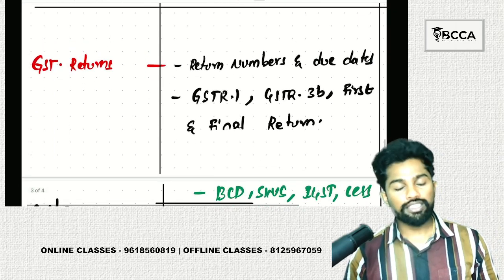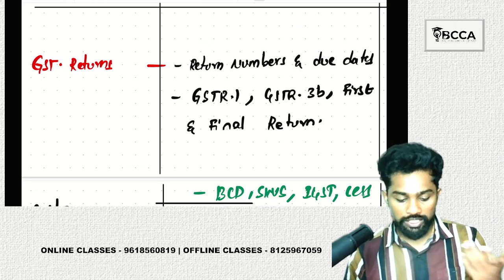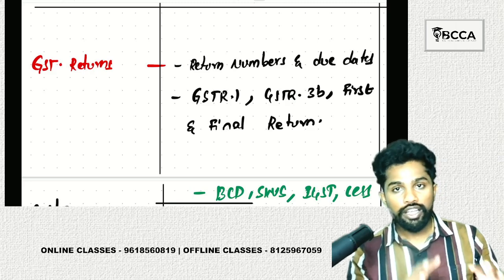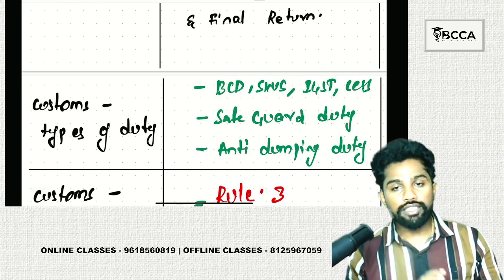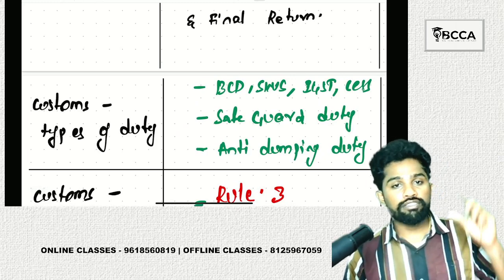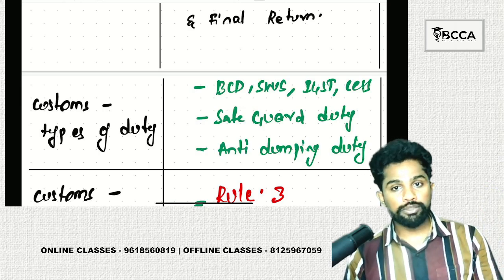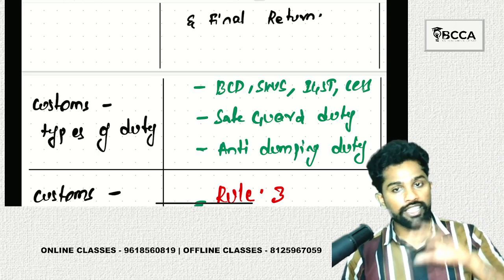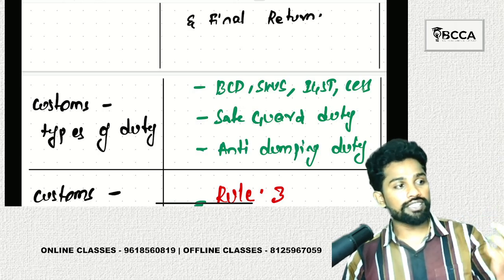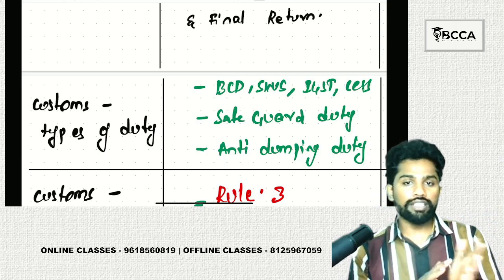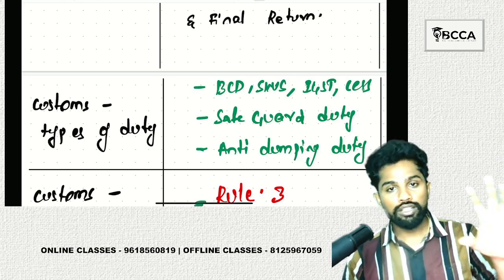Then GST returns, the whole return numbers and due dates you need to focus on. GSTR-1, 3B, first return and final return, these are the areas of focus. Then coming to customs or types of duty, the basic format-oriented sums are there, when there is an assessable value, how to calculate BCD, which rate of BCD has to be taken, which exchange rate has to be taken, that part you need to focus on. Then IGST on what value has to be levied, cess on what value has to be levied. Then there are two separate problems related to safeguard duty and anti-dumping duty, you need to focus on those.